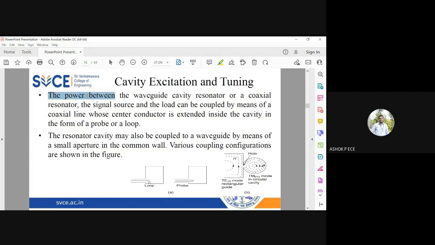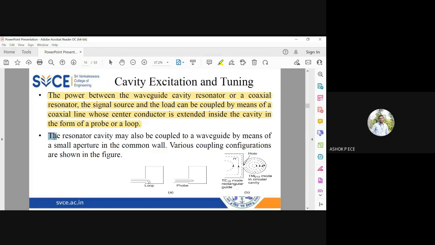So the power can be coupled by means of a coaxial line. How to couple power from a resonator to an application? You can use a coaxial cable, a coaxial resonator, or a waveguide to couple the energy from the source to your load.